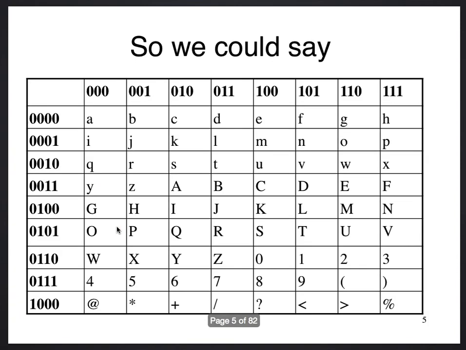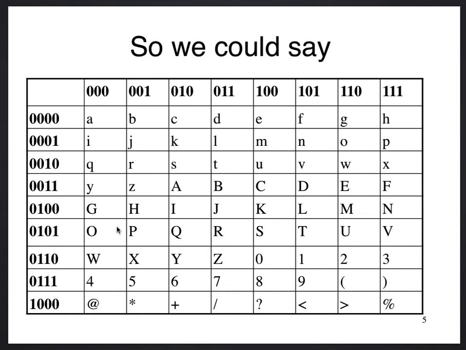So we could say that 0000000 would be lowercase a, 0000001 could be lowercase b, 0000010 could be lowercase c, for example. Although it's not clear from this how you would read the table. Is B 0010000? Do you read across first and then down? That's not entirely clear from this table.